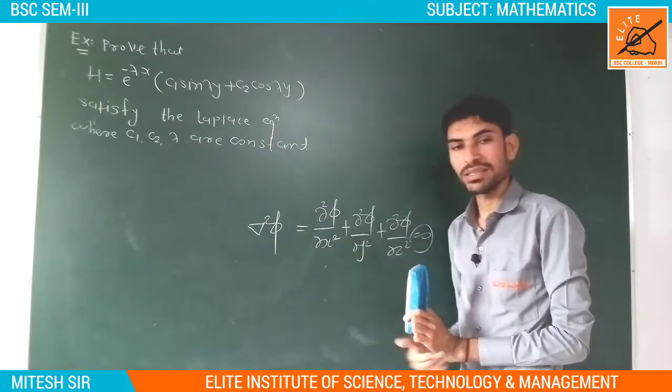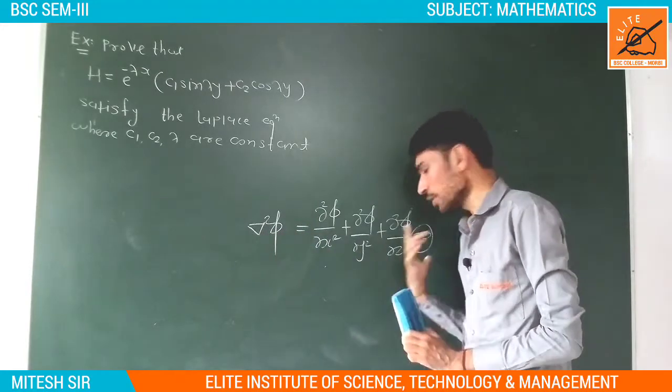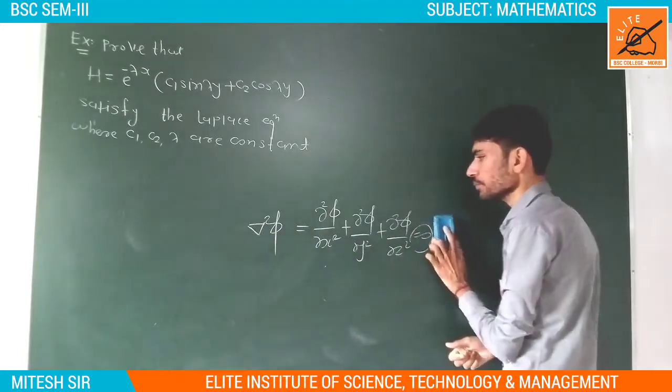Here the given notation is h. So here we prove our result: nabla square h is equal to 0. So let us see the solution.